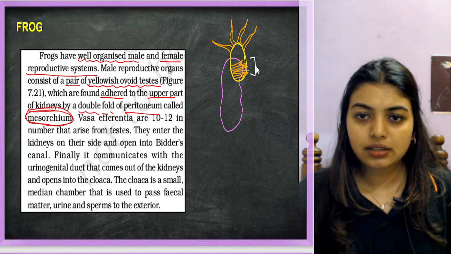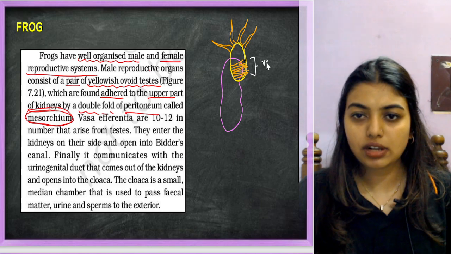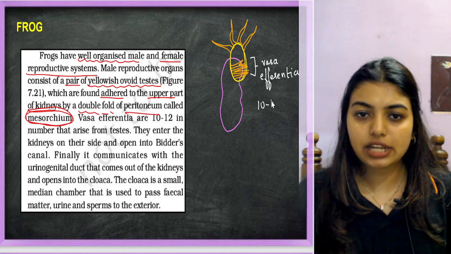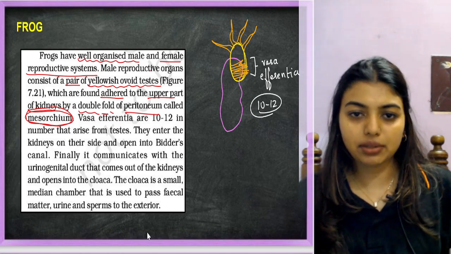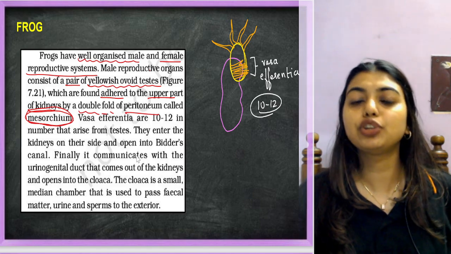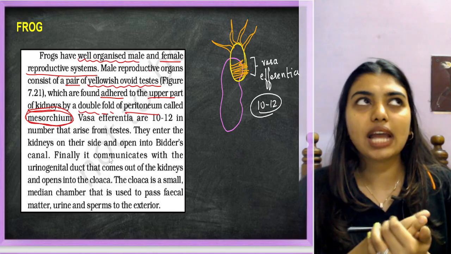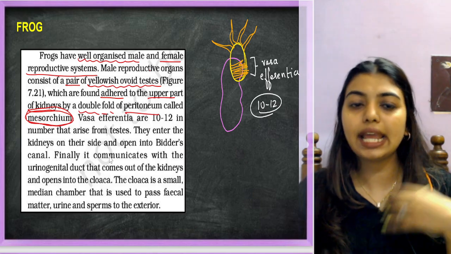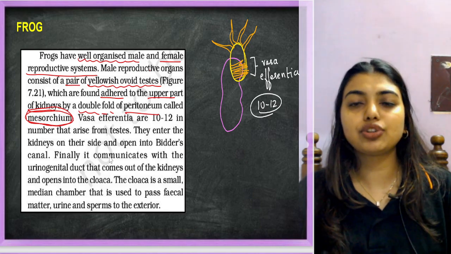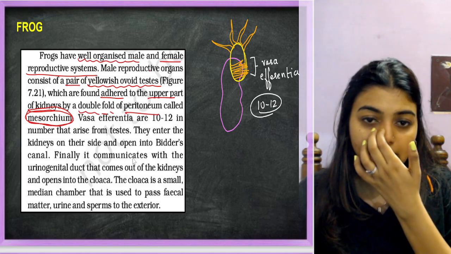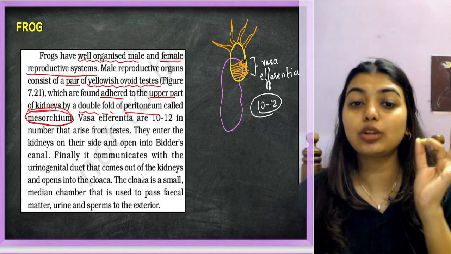These tube-like structures are called vasa efferentia, 10 to 12 in number, that arise from the testis. Now they enter the kidney on their side and open into Bitter's canal, a canal present inside the kidney itself. This helps in connecting with the urinogenital tract as well as passing the sperm. Finally, it communicates with the urinogenital tract that comes out of the kidney.